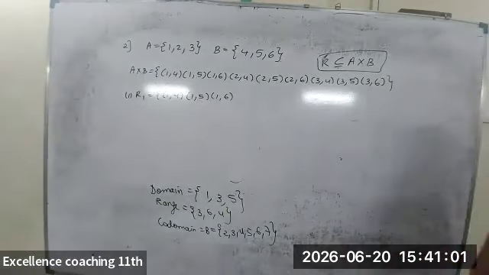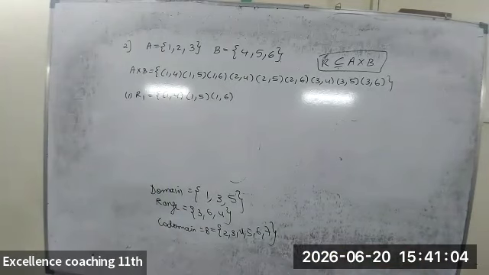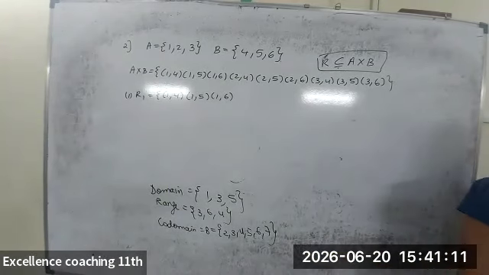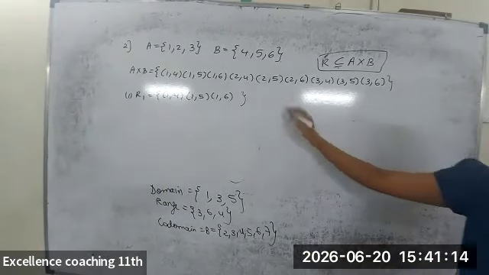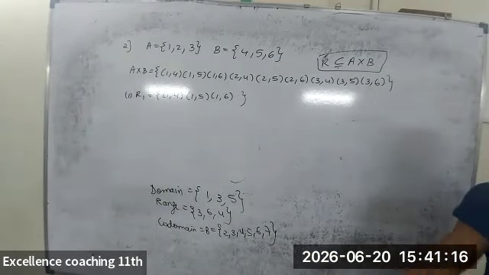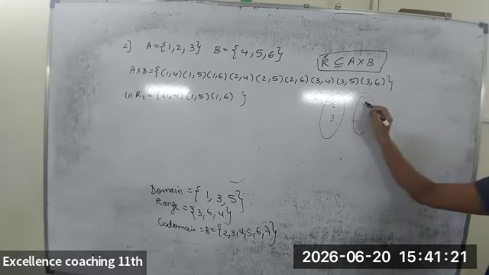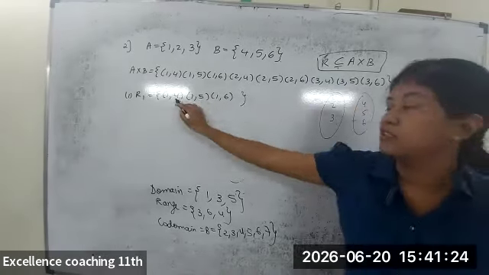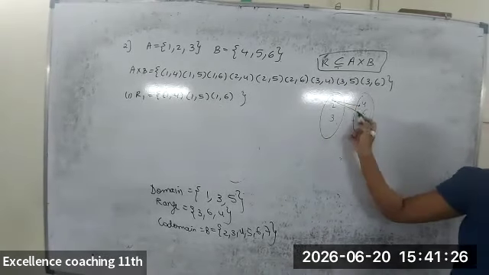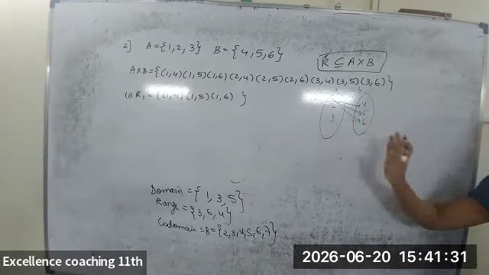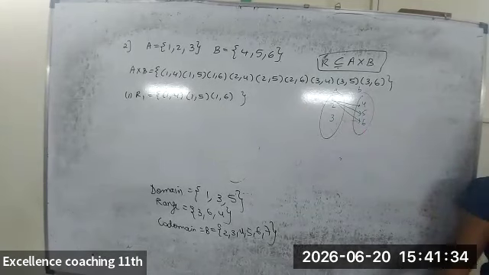Either you can use the definition or you can use the arrow diagram. But the arrow diagram will take time if the numbers are more. So drawing that arrow diagram every time is tedious. So you can check like this also. 1, 2, 3, 4, 5, 6. 1 is going to 4. 1 is going to 5. 1 is going to 6. Means all the arrows should go from A to B. No arrow should come the other way. That means it is a relation. This is using the arrow diagram.